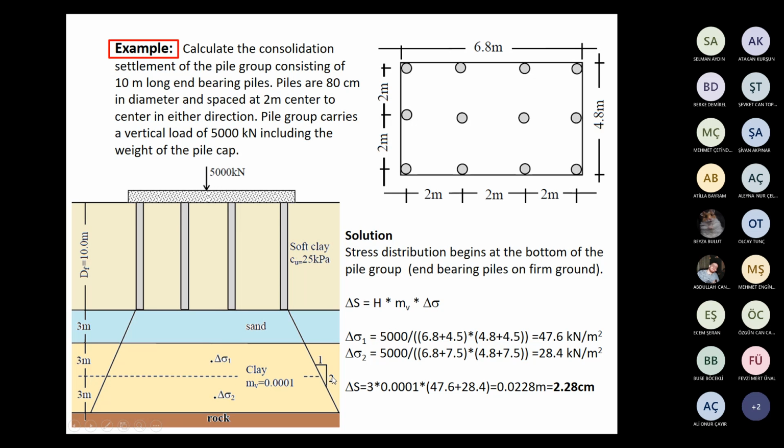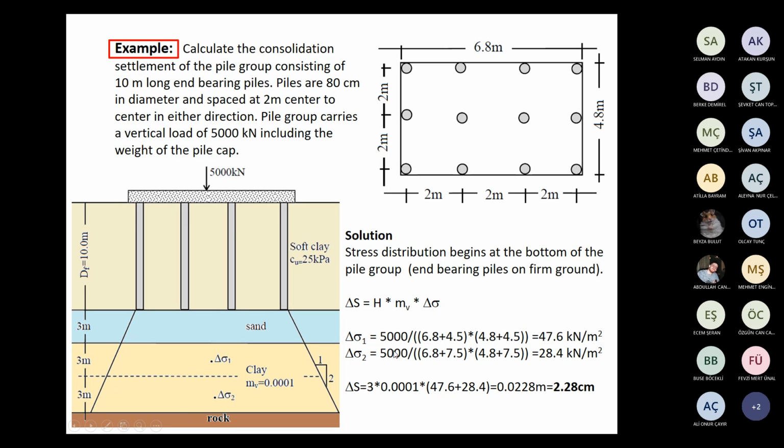Let us divide this clay layer into 2 and calculate for every layer. So in this case, our compressible layer thickness will be 3 meters for each sublayer, imaginary layer, and delta sigma values will be calculated for the mid depth of every layer. Then delta sigma 1 and delta sigma 2, these are two stress increases.